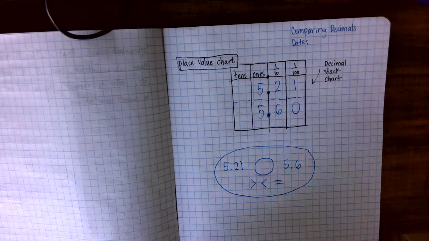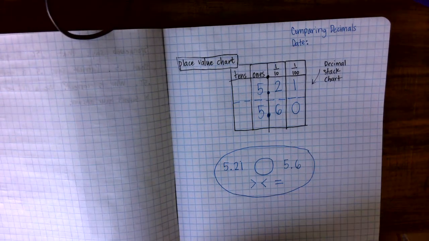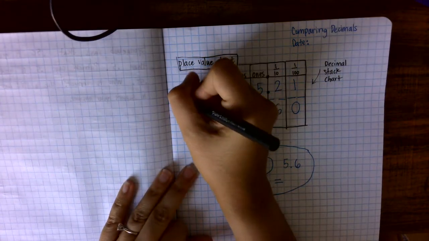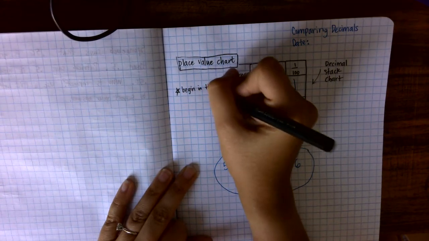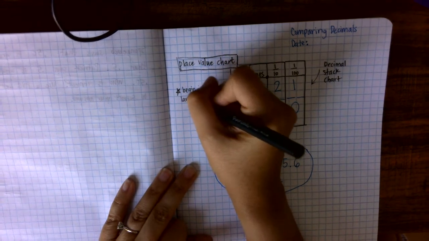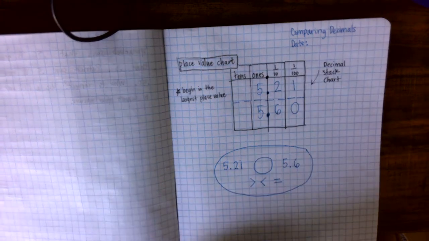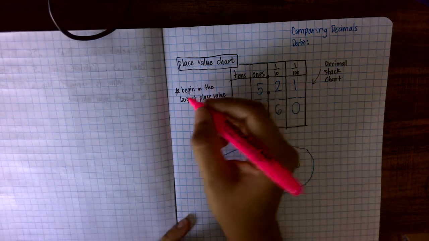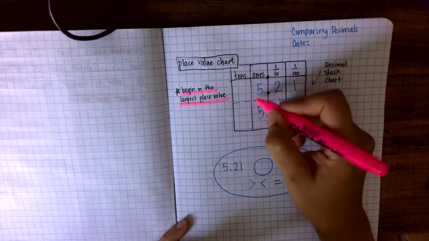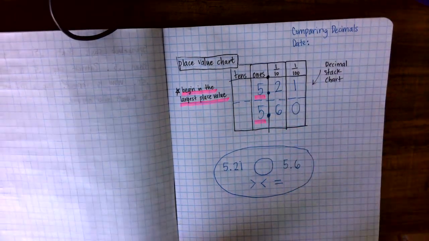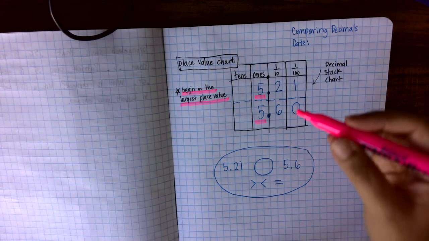What am I going to do now? I'm going to start comparing one by one. So we have to start in the largest place value. So I'm going to put that there. Begin in the largest place value, which in this case is the ones place. So right here, 5 ones, 5 ones. Those are the same. So we need to keep going.